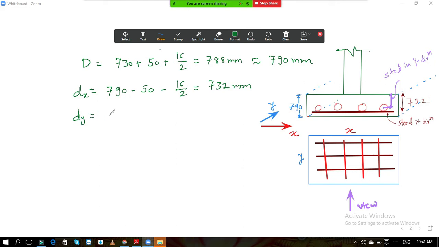Similarly, depth in y direction is again 790 minus 50 minus bar in x direction minus half of the bar in y direction. So assume that in x direction and in y direction you are providing the same bar, 16 mm. So what is your effective depth in y direction? It is 716 mm.